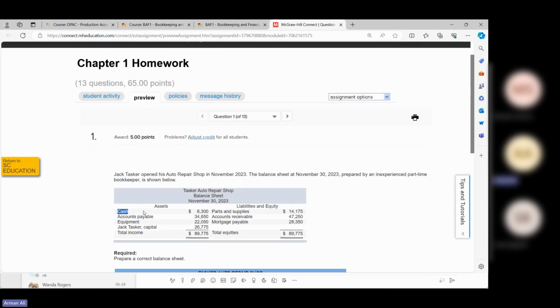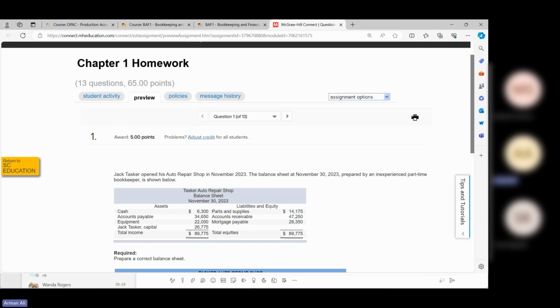So cash is right. Cash is an asset. So the way this goes is we just have to simply identify each of these items as the element of accounts and then put them in the right place. That's all we have to do.